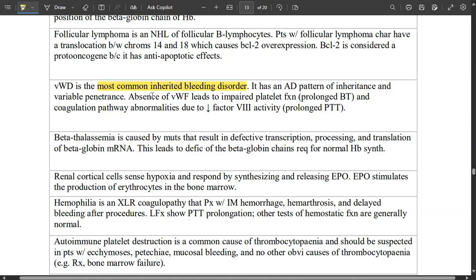Von Willebrand disease is the most common inherited bleeding disorder. It has an autosomal dominant pattern of inheritance and variable penetrance.